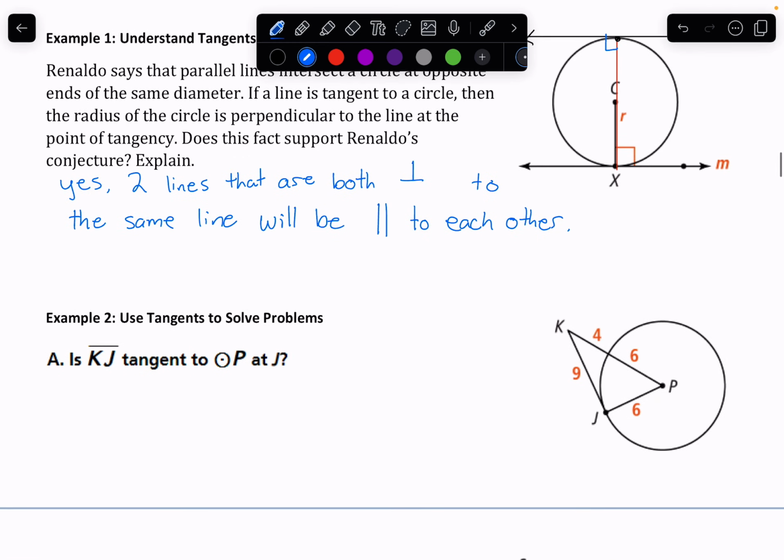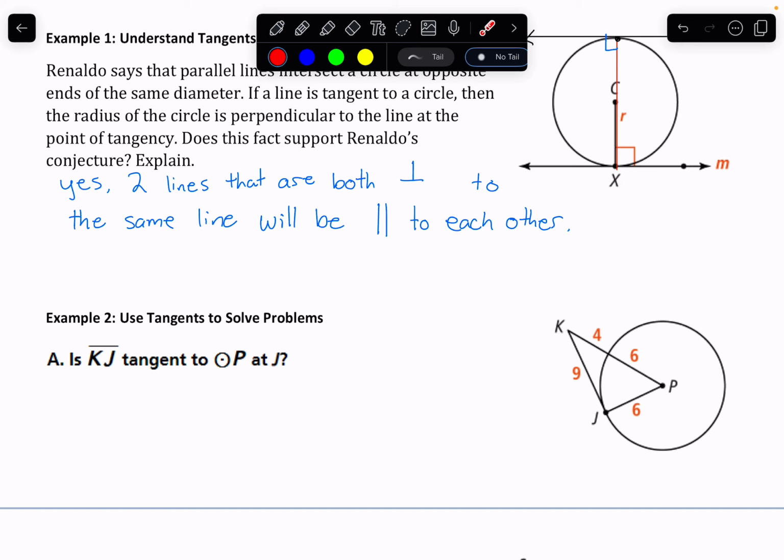What's another way we can use tangents? We can use tangents a lot to create right triangles. So this question says, is KJ tangent to circle P at J? So this line looks like it hits the circle at J, but we don't necessarily know. Maybe it goes really close to the circle but outside of it. Or maybe it goes inside the circle a little bit and intersects the circle twice. How would we know if KJ was tangent to the circle?